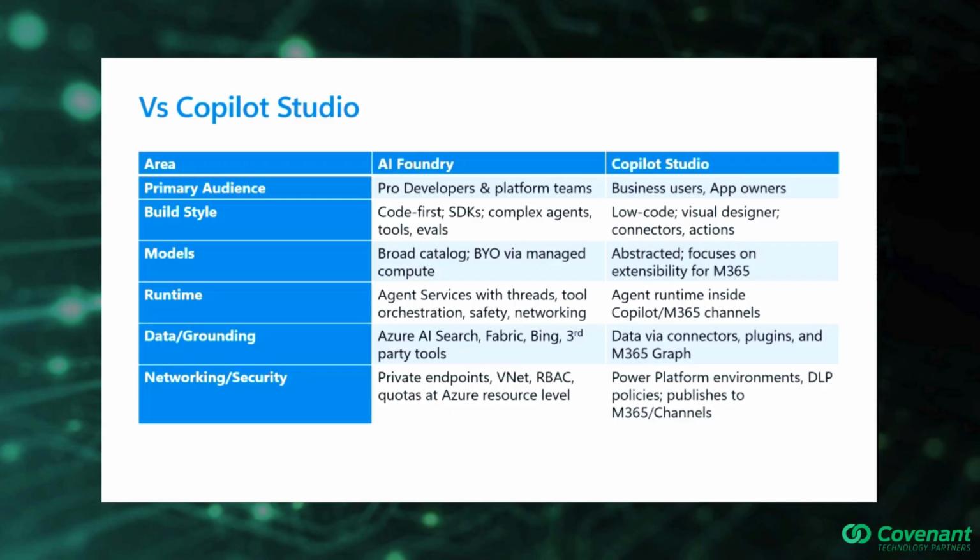Everything on the Copilot side, again, is built around the Power Platform environments. You do have DLP policies to help with some of the securing of it, but the publishing and so forth is within that walled garden of M365. On the other hand, with the Azure side of this, we can use private endpoints and VNets. We have all of the RBAC role-based security for this, and you can set up quotas and so forth at that resource level. So there's a fairly substantial difference there as well.